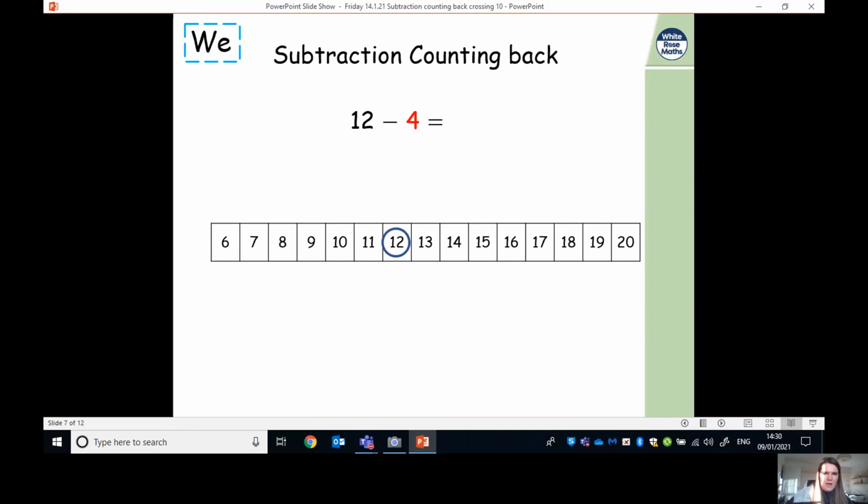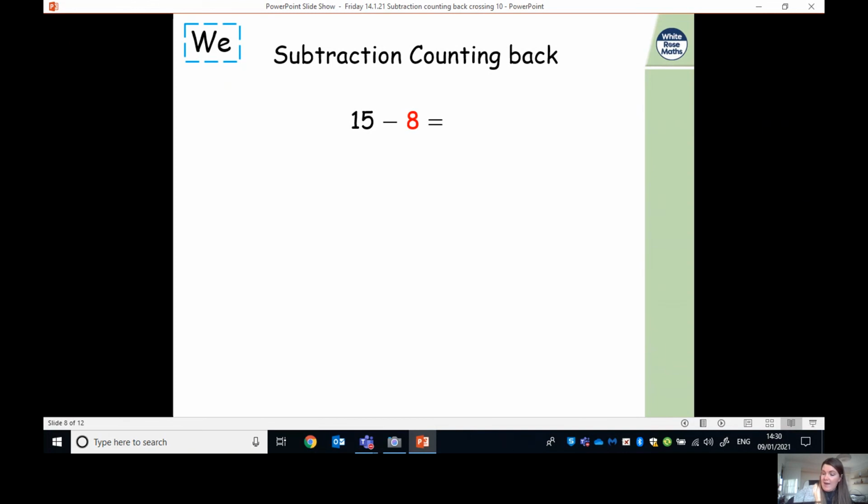We found 12 on our number line. How many jumps did we make? 4, because that's the number we're subtracting. 1, 2, 3, 4. And we landed on 8. Brilliant work. All right. You're going to do this one again, all by yourself. Tell me what's the first thing you're going to do. Write the sum. Okay, you're going to write the sum. Then what do you do? Circle the number.